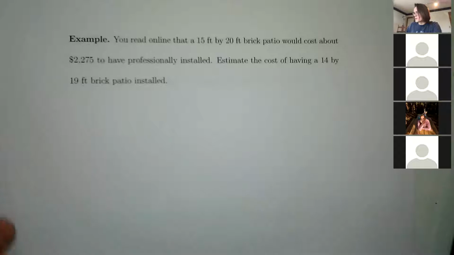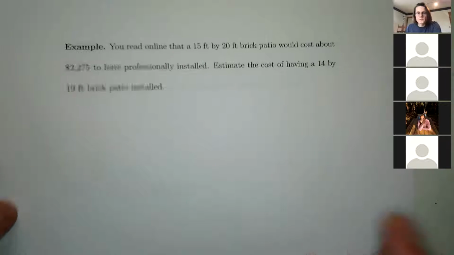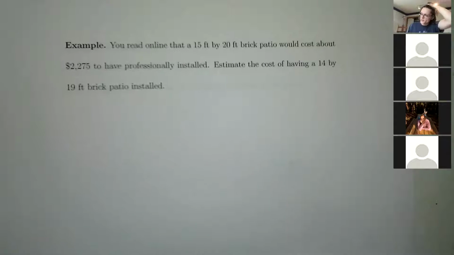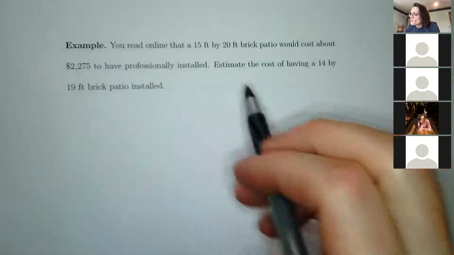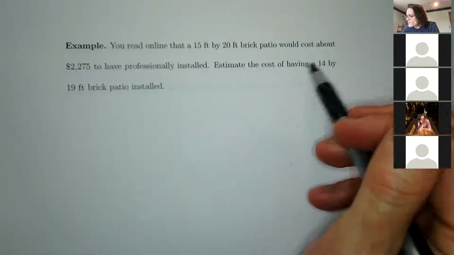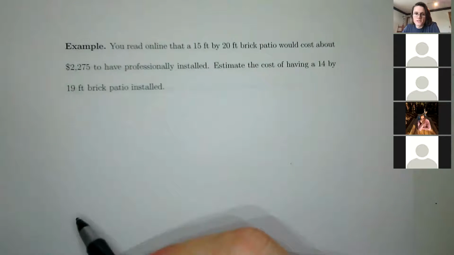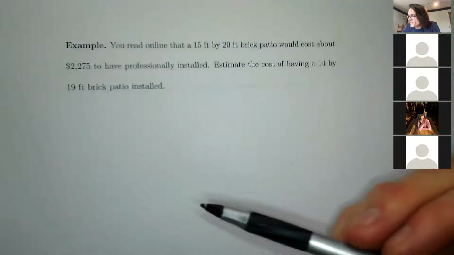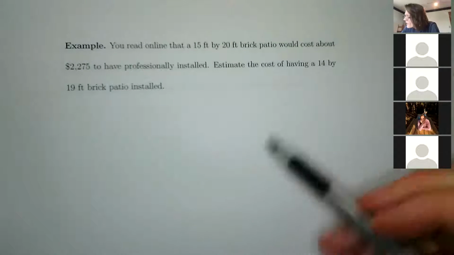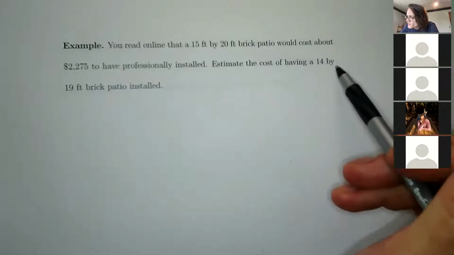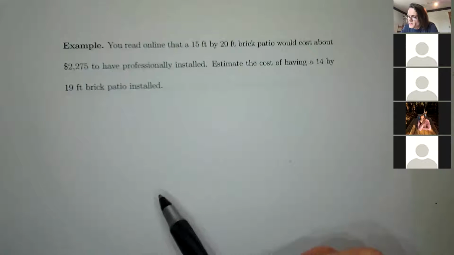So this is one from the homework, and this is actually kind of new. I don't think we've done one like this before quite. But it's interesting. So let's see. You read online that a 15 by 20 foot brick patio would cost about $2,275 to have professionally installed, which seems really cheap actually. Estimate the cost of having a 14 by 19 brick patio installed.